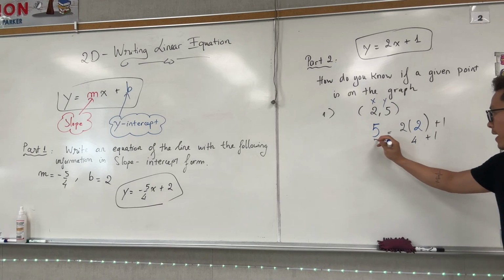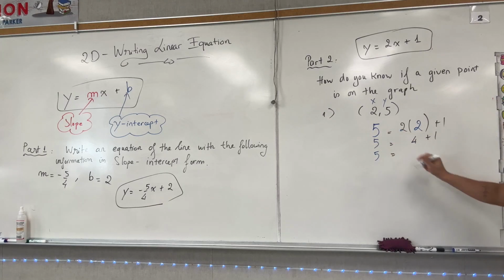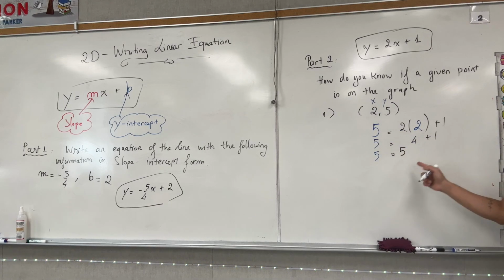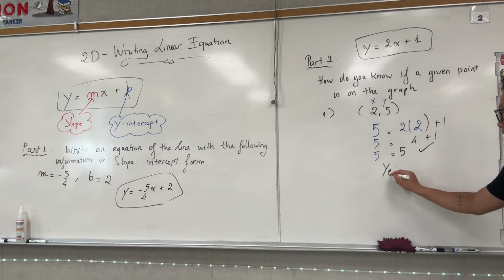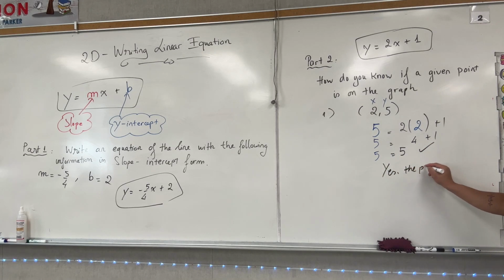So on the left side I have 5. I still have 5. Just copy down, okay? On the right side I have 5. Is that correct? I mean, is that a true statement? Yes, right? If it's a true statement, then the point is on the graph. That's it. If you get something false, like -3 equal to 5, then it's not on the graph. Easy? Yeah? So yes, the point is on the graph.